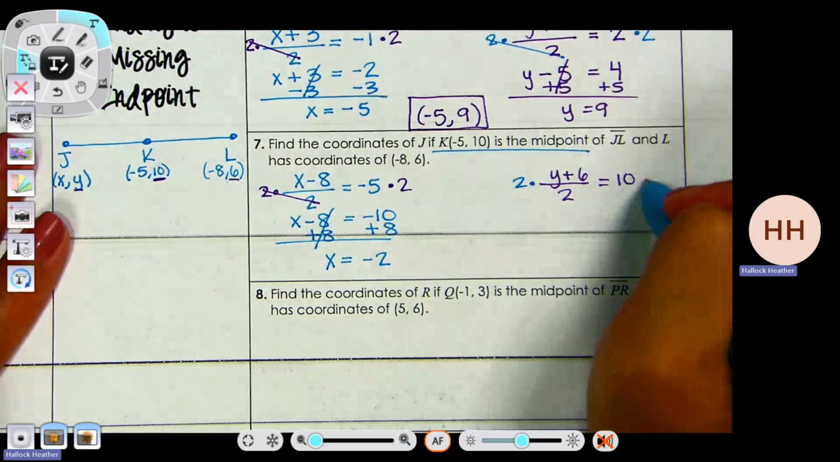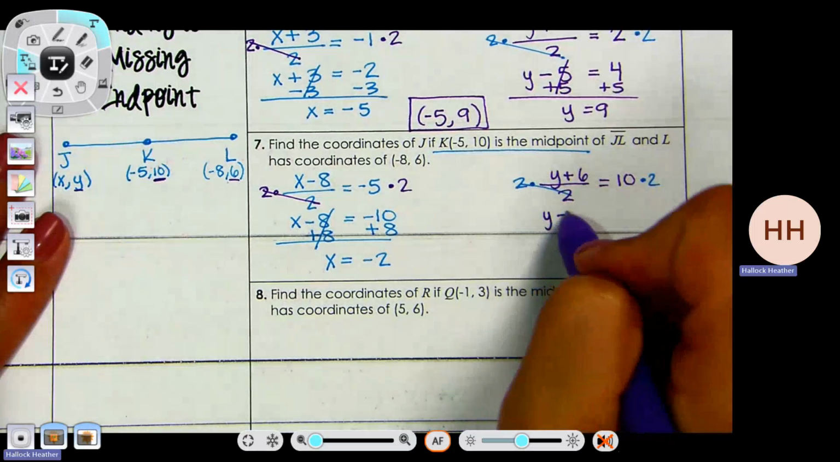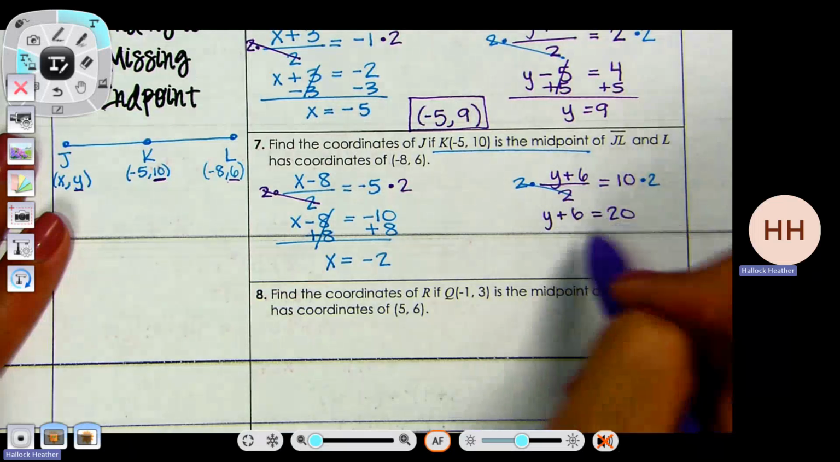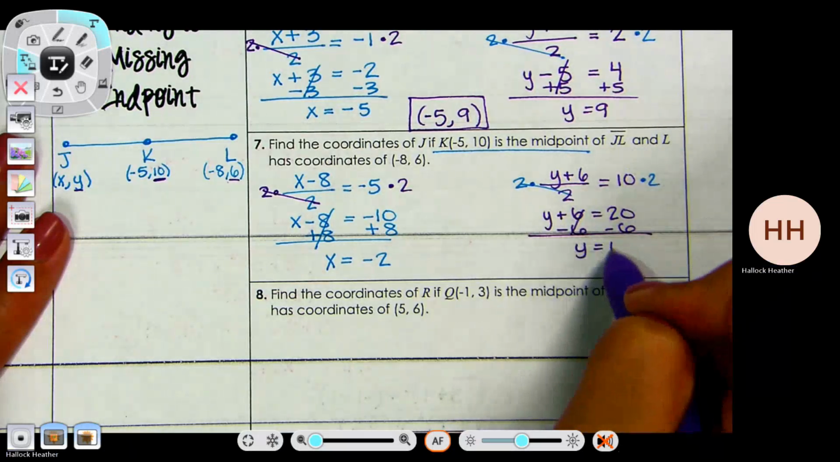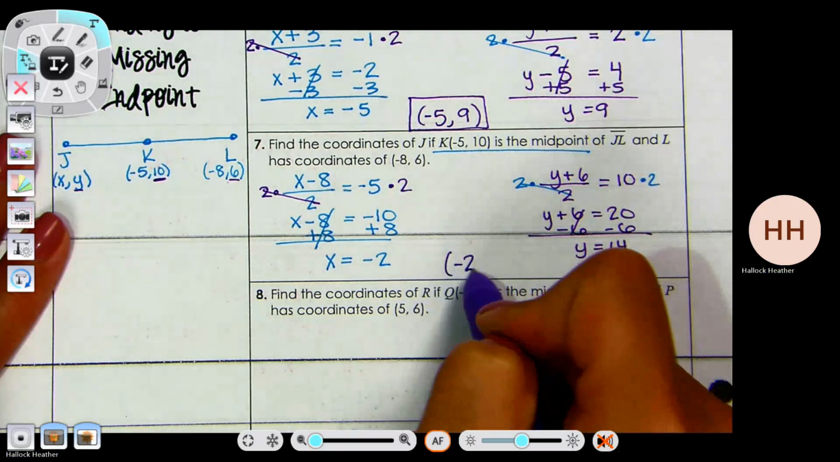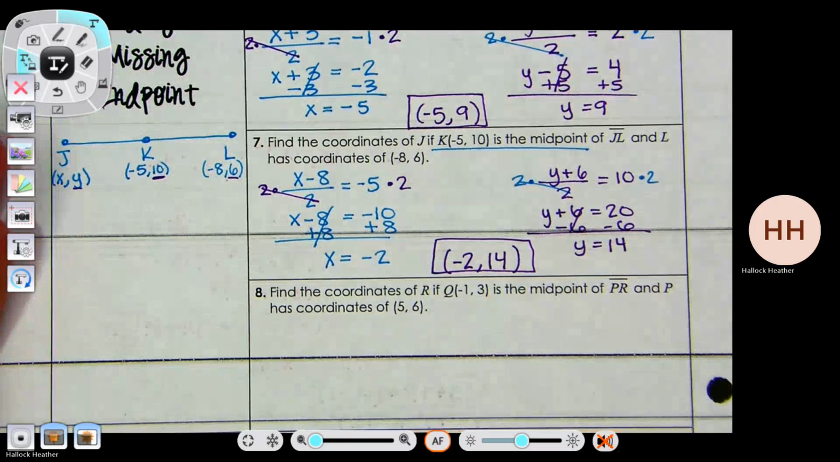So I multiply by 2, multiply by 2. So you get Y plus 6 equals 20. And you should subtract 6, minus 6. So try to set up number 8.